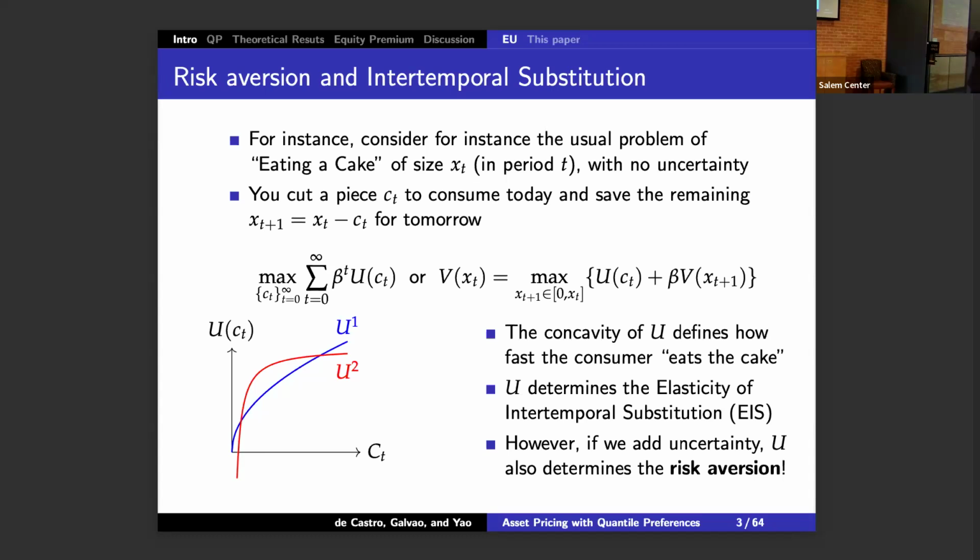Remember, no risk aversion. Now let's put in risk aversion. So how does the expected utility deal with this? Well, it deals with this by putting an expectation here on the continuation. And the U plays exactly the same role. But now the U determines also the risk aversion. So it continues to determine the elasticity of intertemporal substitution, the concavity of U, and now it determines also the risk aversion. But these things are different objects from an economic perspective.